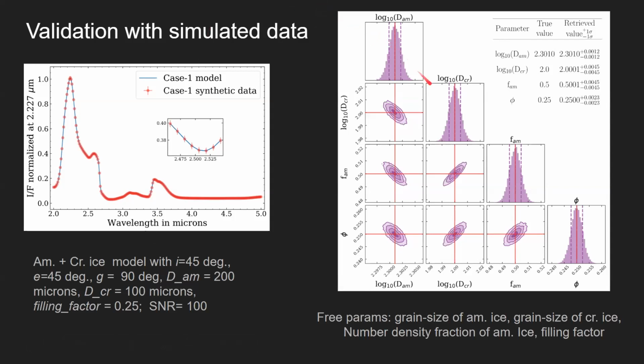So what you're seeing here are the parameter distributions of the 4 free parameters in my model. The free parameters in this case are the grain size of amorphous ice, the grain size of crystalline ice, the fraction of amorphous ice (the fraction of crystalline ice is just 1 minus the fraction of amorphous ice, so it's not a free parameter), and the filling factor, so how tightly packed the regolith is. And you can see that the derived distributions precisely align with the true values of the parameters. And so this is great.